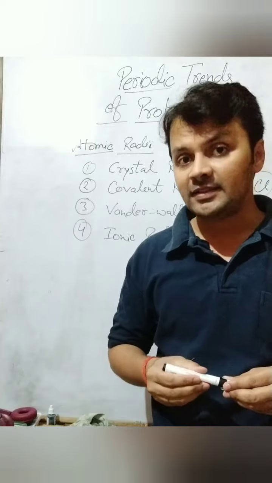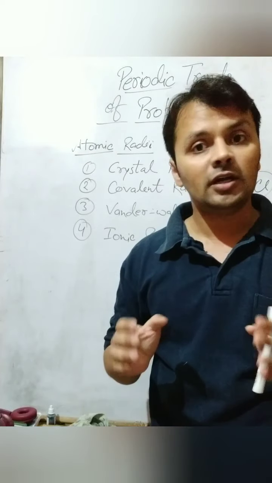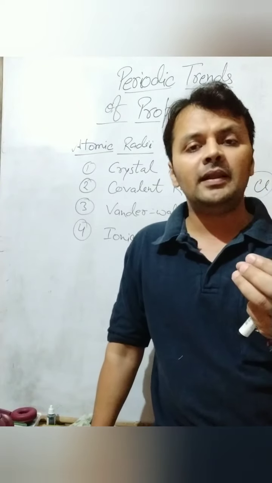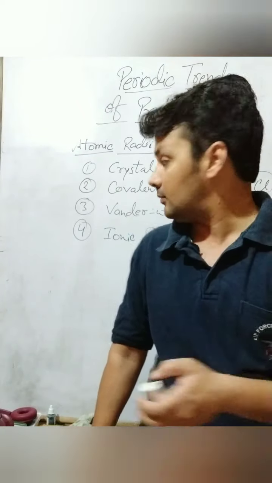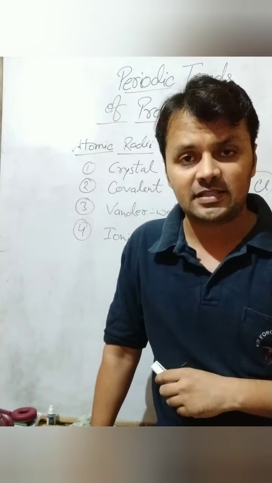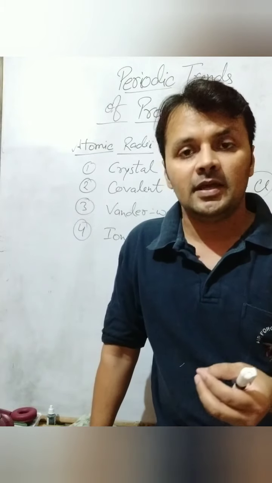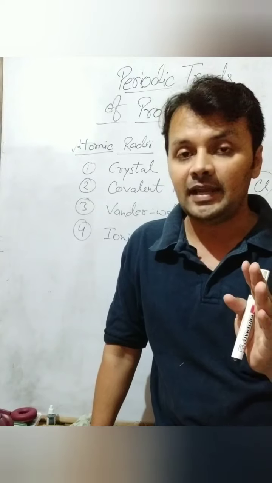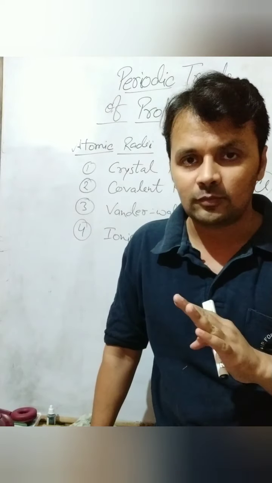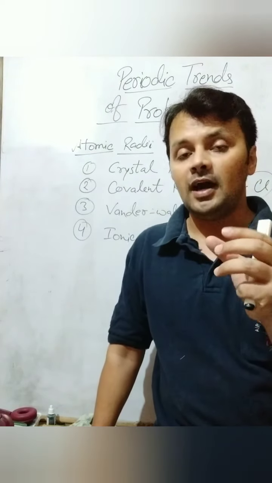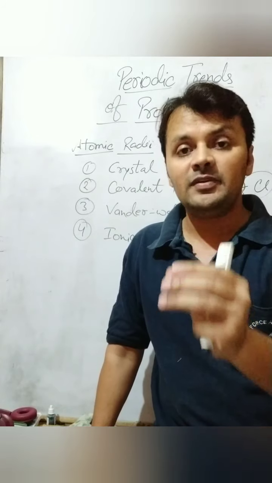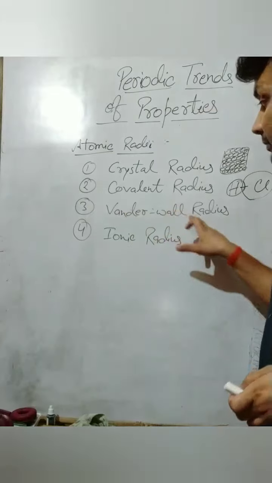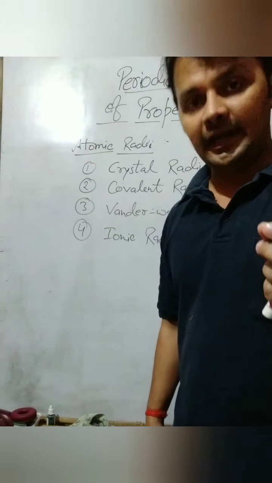Means when they are not combined to each other, they are just closer to each other. For example, monoatomic elements, like noble gases: helium, neon, argon. These gases do not combine with any other element or with the same atom also. Means these are the gas atoms which remain free in nature. So the van der Waals radius helps us to determine the radius of these atoms also.